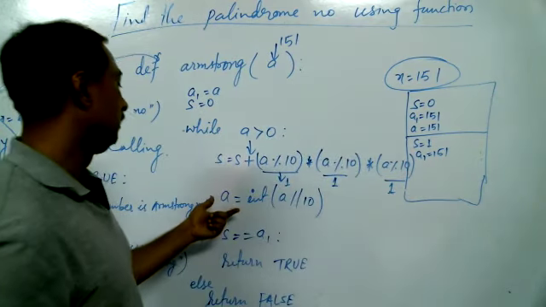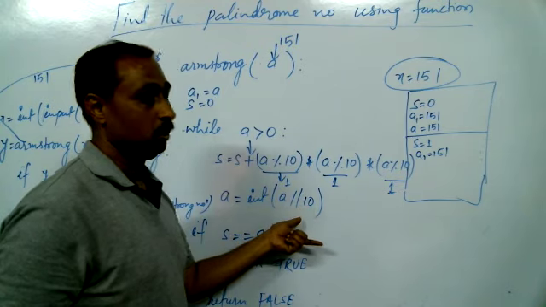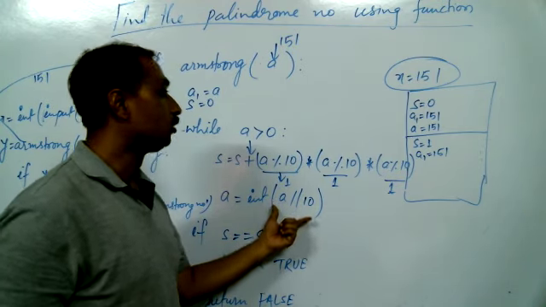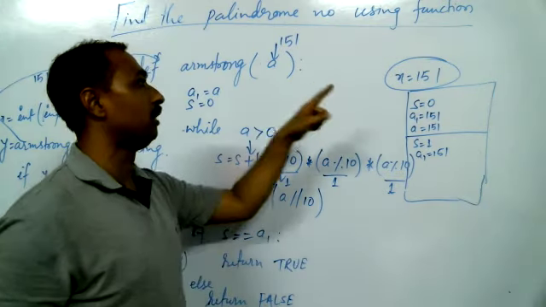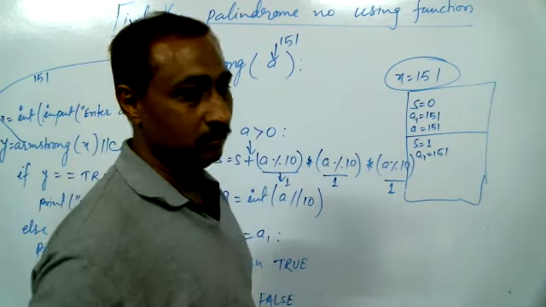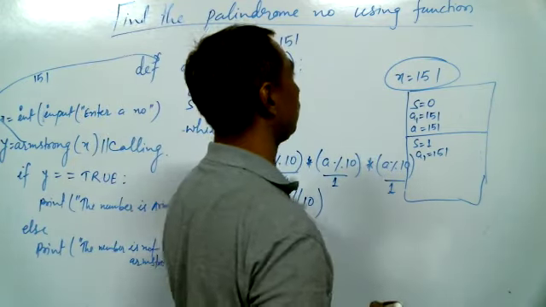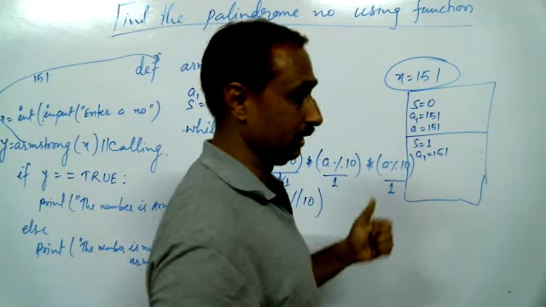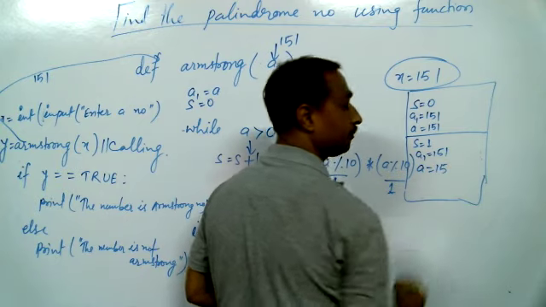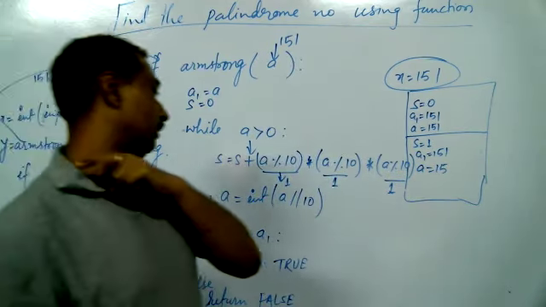And then a equal to int a double slash 10. So what will it give? It will give the quotient of the operation. Once we divide 151 by 10, we get 15 as the quotient. So this a will be replaced with the quotient of the operation. So a will become 15. Understood? A will become 15.